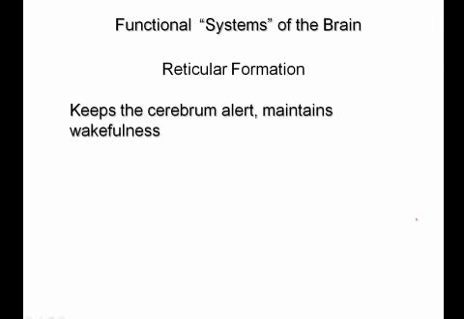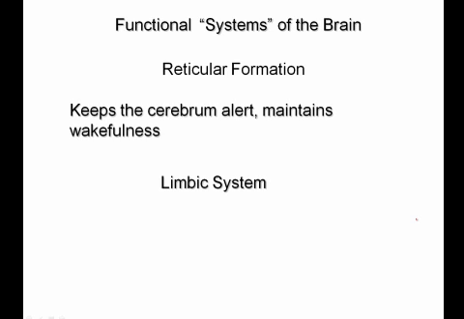There are also some functional systems in the brain, and so this isn't a specific area. These systems consist of a series of neurons that are located in different areas of the brain, but they function together to accomplish a specific purpose. One of these is called the reticular formation. The reticular formation keeps the cerebrum alert, so it maintains wakefulness by constantly sending messages, stimuli, to the cerebrum.